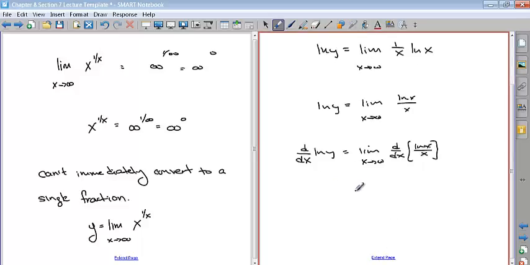So let's see what happens there. The derivative of the natural log of x is just 1 over x. So you get 1 over x divided by 1. Now it's not indeterminate anymore, you just get 1 over infinity, which is 0. Now on the right hand side you have the derivative of the natural log of y, which is 1 over y times y prime. That's implicit differentiation.